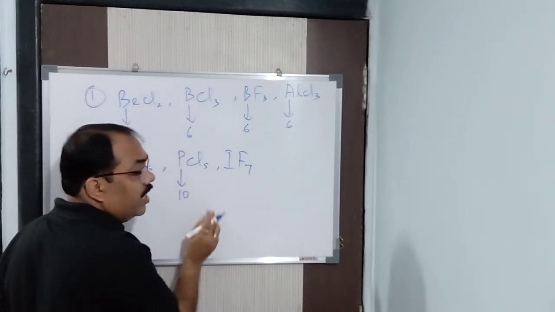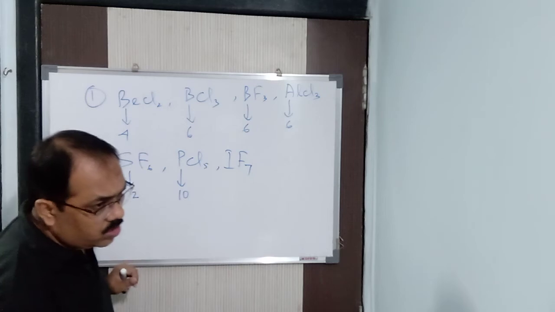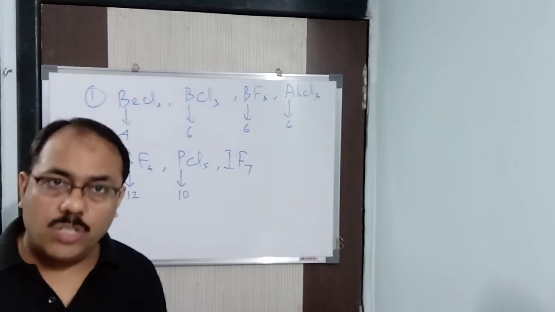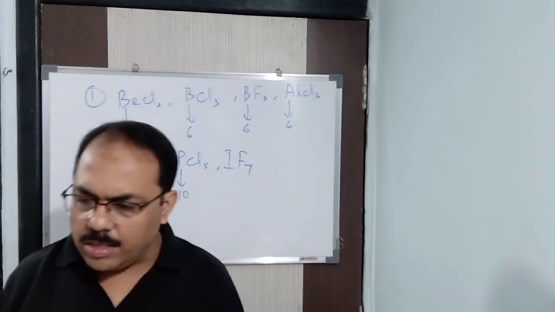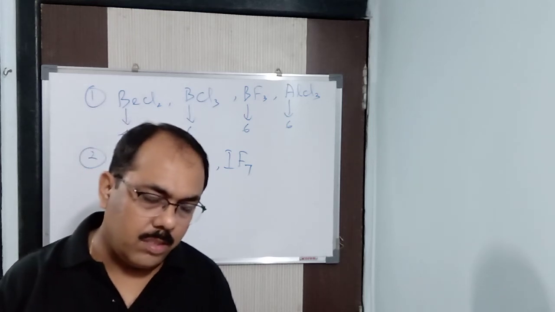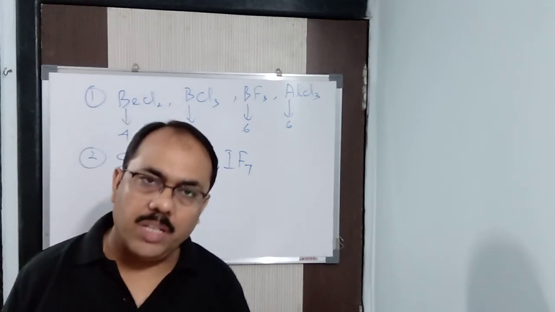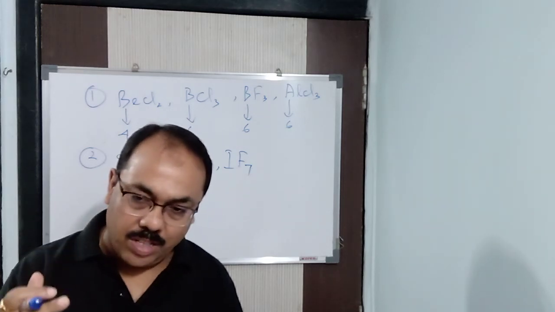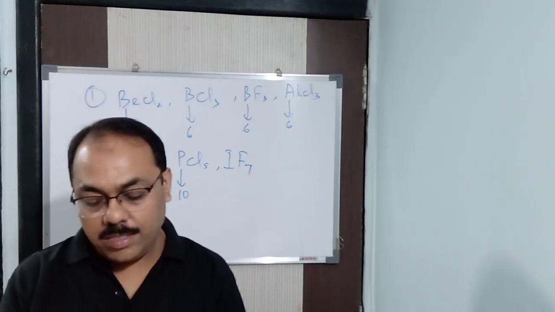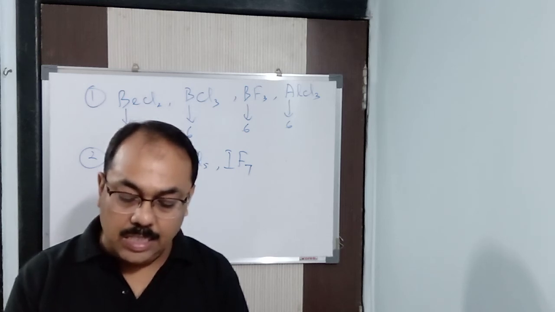Now iodine has 7 electrons in the outermost shell. Got it? Iodine has 7 electrons in the outermost shell because it belongs to group 17, so it is a halogen. So what is its atomic number? It is fluorine, chlorine, bromine, iodine. Leave the first period, then second fluorine, then chlorine, then bromine, then iodine. 2, 8, 8, 18, 18.